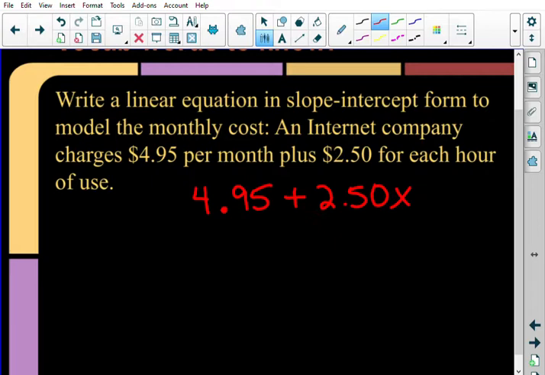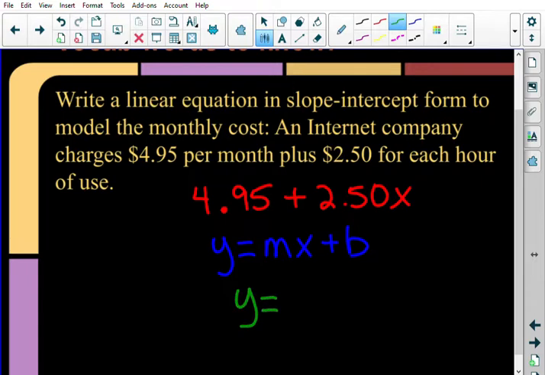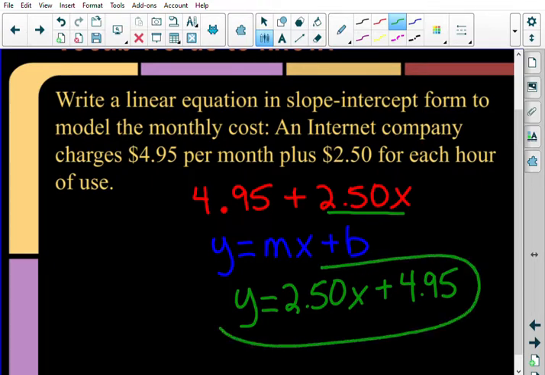All right, and we have to write this in slope-intercept form, which we all know by now is y equals mx plus b, where m is our slope and b represents our y-intercept. So to write this problem in slope-intercept form, we have y is equal to, we know our slope is $2.50 because it is next to the letter x. We have the letter x plus our constant, which represents b, 4.95. So y equals 2.50x plus 4.95 is the slope-intercept form for this problem.